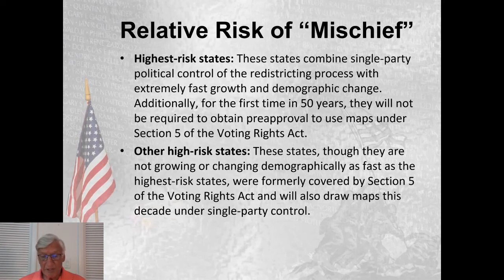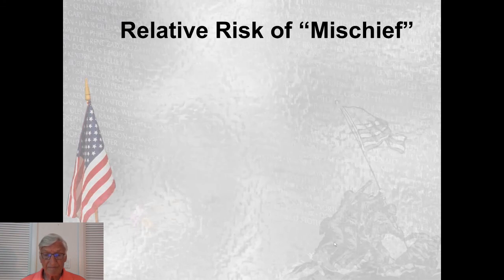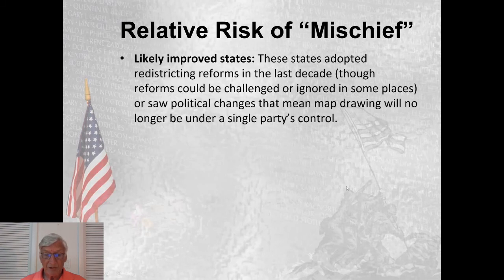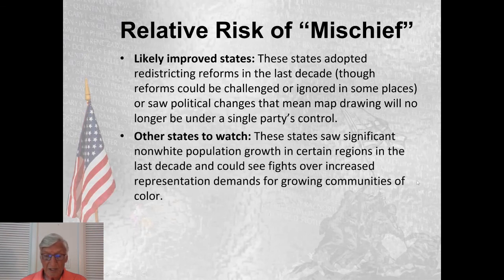Other high-risk states, though they are not growing or changing as fast as the highest risk states, were formerly covered by Section 5 of the Voting Rights Act and will also draw maps this decade under single-party control. Likely improved states: some states are actually going to improve. First of all, there are a few states where there's a divided government, and that's a good thing. Other states to watch: some saw non-white population growth in certain regions, and you could see increased fights over where the representation should go.